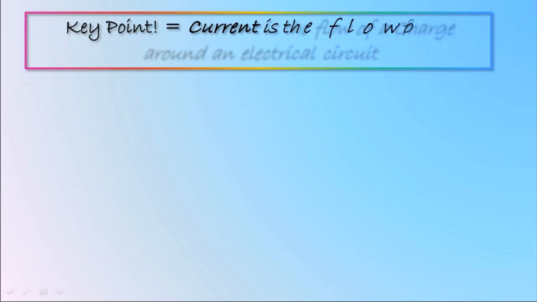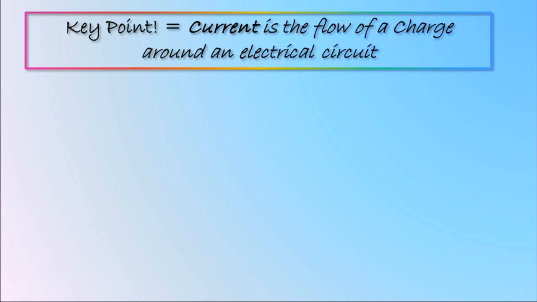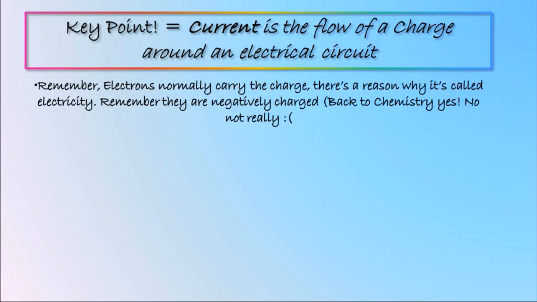So, the key point is, a current is the flow of charge around an electrical circuit. Remember, electrons normally carry charge. There's a reason why it's called electricity. Remember, they're negatively charged. Yeah, back to chemistry, not really.